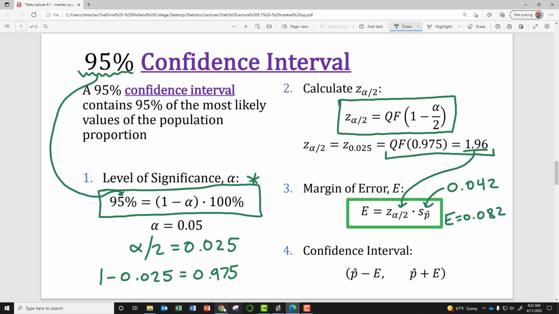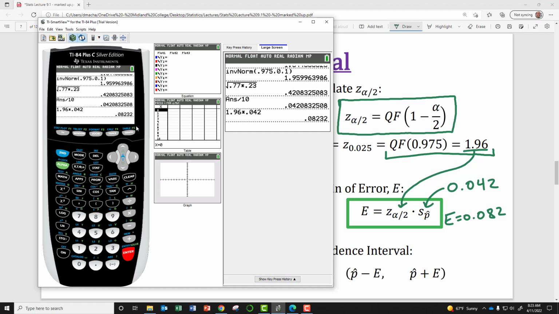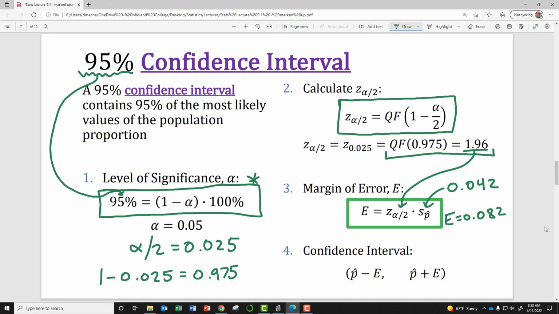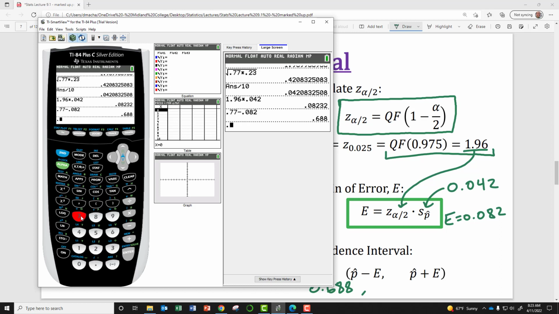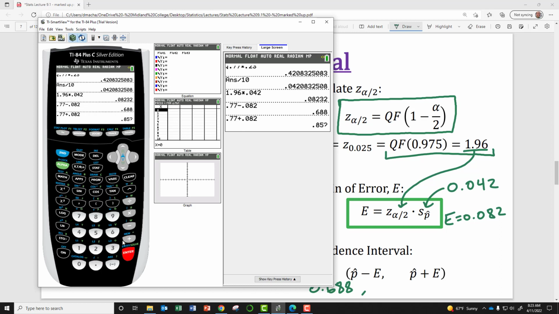So my confidence interval, again, the lower bound is p hat minus the margin of error. So it's going to be 0.77 minus 0.082. And that will give me 0.688. And the p hat plus the margin of error is going to be 0.77 plus 0.082.